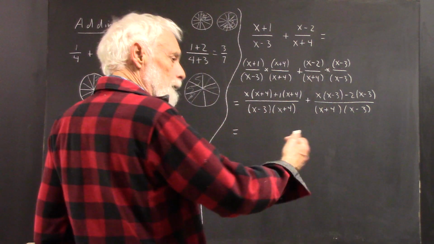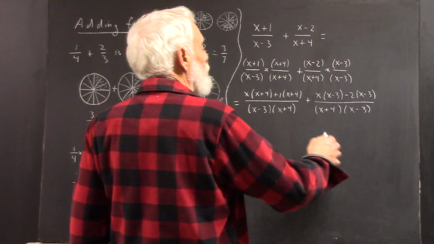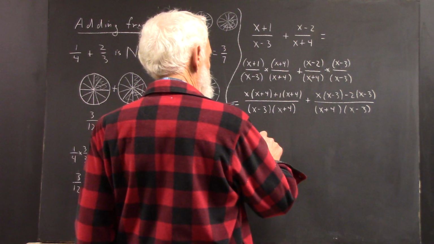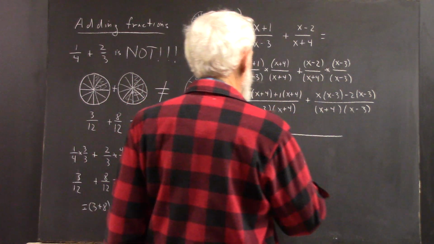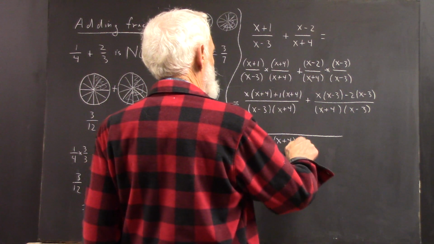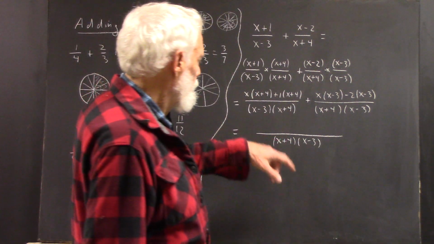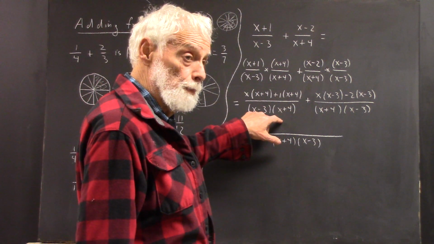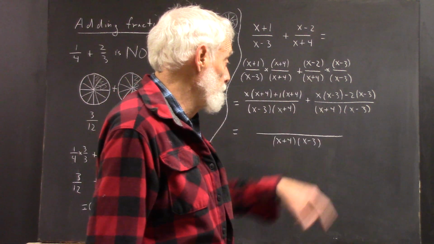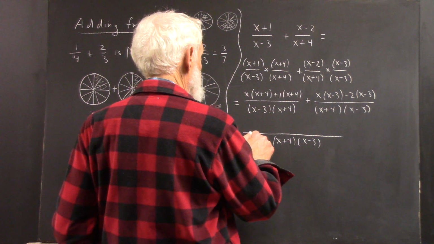Now we see that the denominators match, and we can simply add the numerators. Well, I'm going to combine a couple of steps. I'm going to expand the numerator one more step. I'm going to put this over the same denominator. I can do that at this point. And it doesn't matter whether I write this as (x minus 3) times (x plus 4) or (x plus 4) times (x minus 3), because order doesn't matter. In other words, multiplication is commutative.